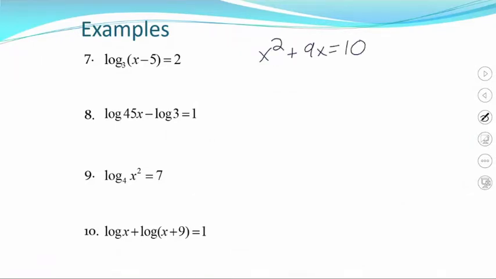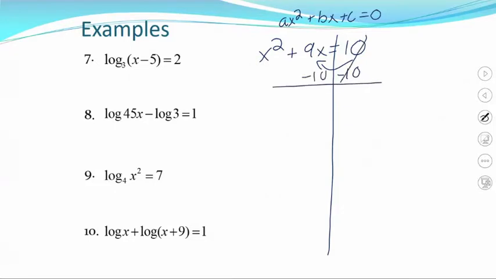I'm trying to solve this for x. So this is a quadratic now, so we have to solve this like a quadratic. When we solve this like a quadratic, we need this in ax squared plus bx plus c equal to 0 form. So I need to move this 10 over here so I can have 0 on the right side. So that means subtracting 10. That'll leave me x squared plus 9x minus 10 equal to 0.